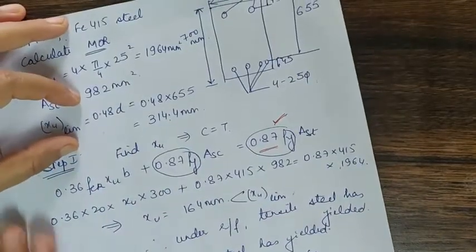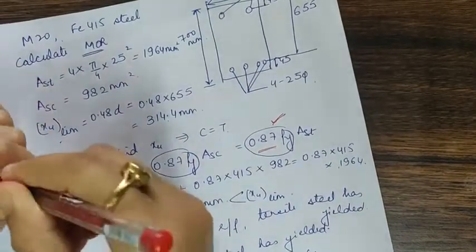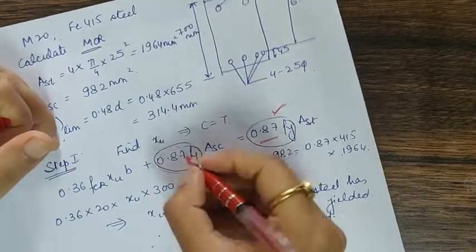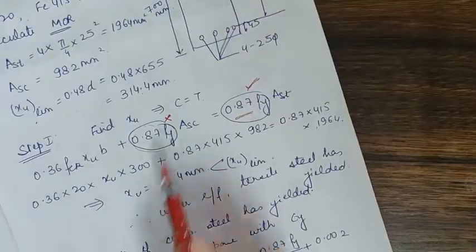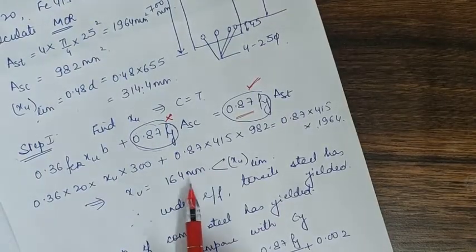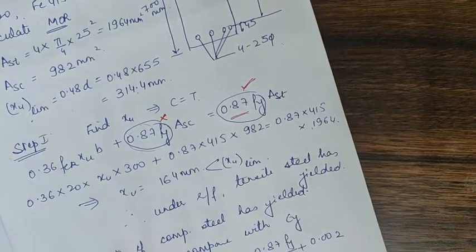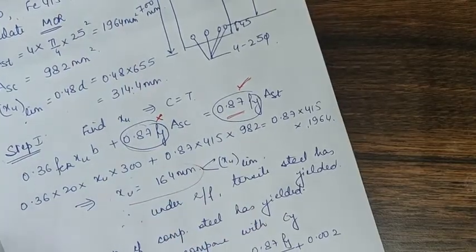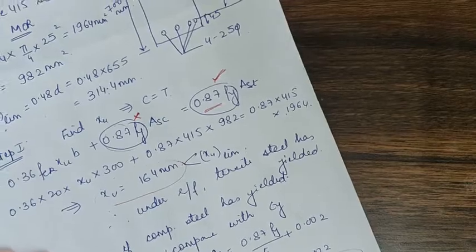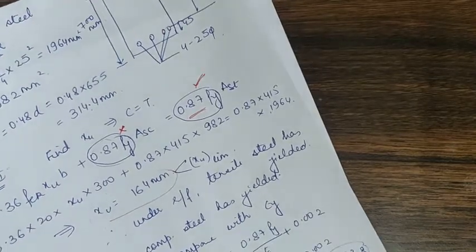So the assumption that we took, that on the left hand side it is 0.87 Fy, is incorrect. So if this is incorrect, the calculated value of XU is also incorrect. So we will have to do the trials to get the actual value of XU. So how do we then start the trial? Then it means we are moving on to the trials.